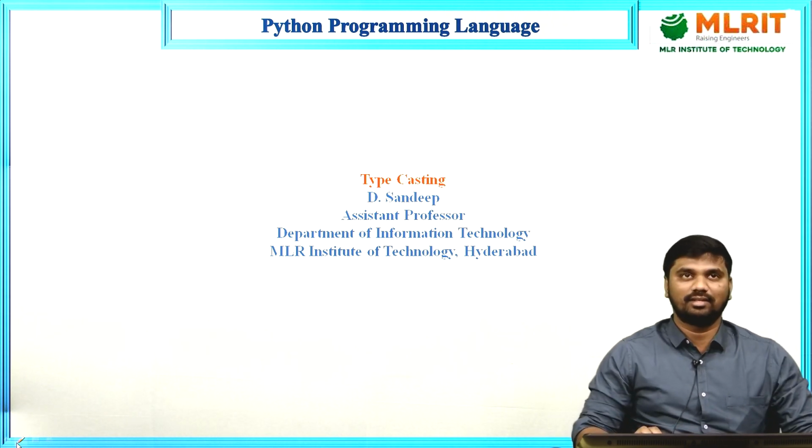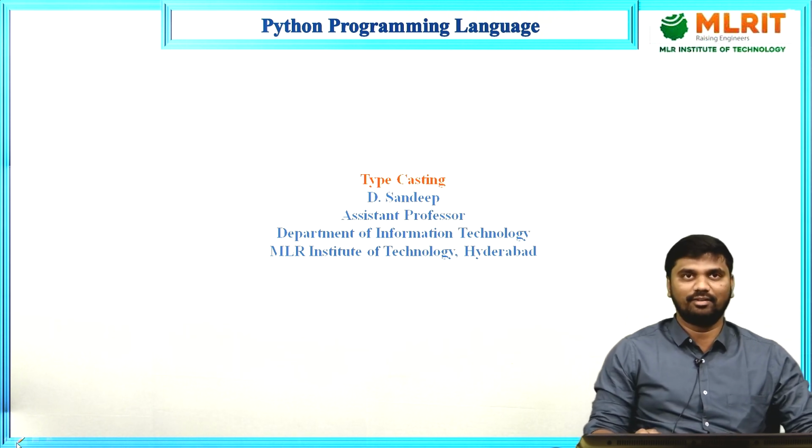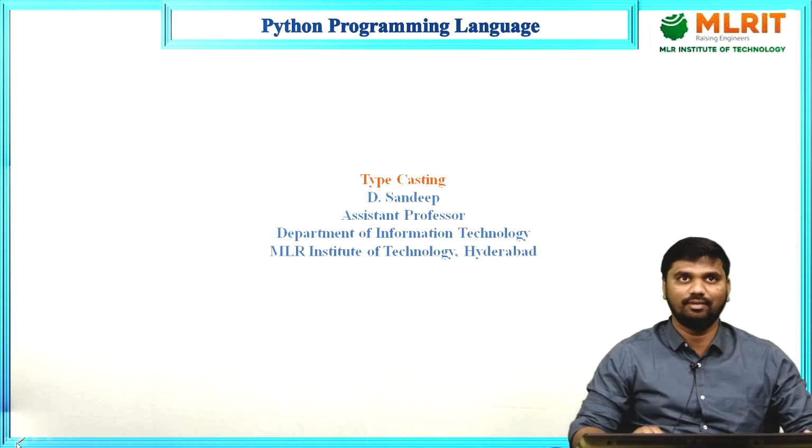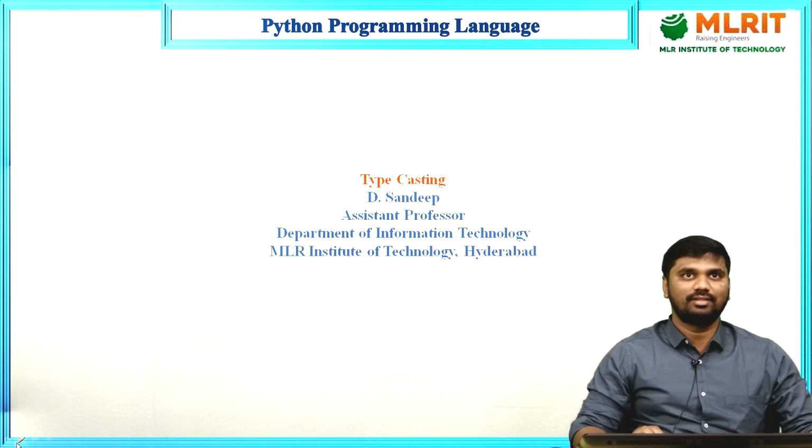In the last video, we discussed typecasting. What is typecasting? We saw the inbuilt functions, that is the int function and the float function. Typecasting is used to convert a value from one data type to another data type. For that purpose, Python provides five basic inbuilt functions: the int function, float function, str function, complex function, and then the bool function.